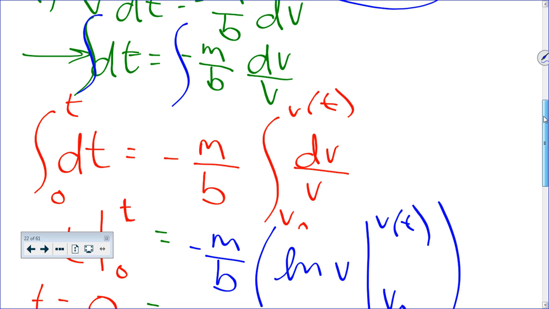Cool? And during that same time, my velocity went from v0, whatever the starting velocity was, up to whatever the velocity is after that amount of time at t. That was a weird sentence, but you know what I mean. There's like too many syllables in there.